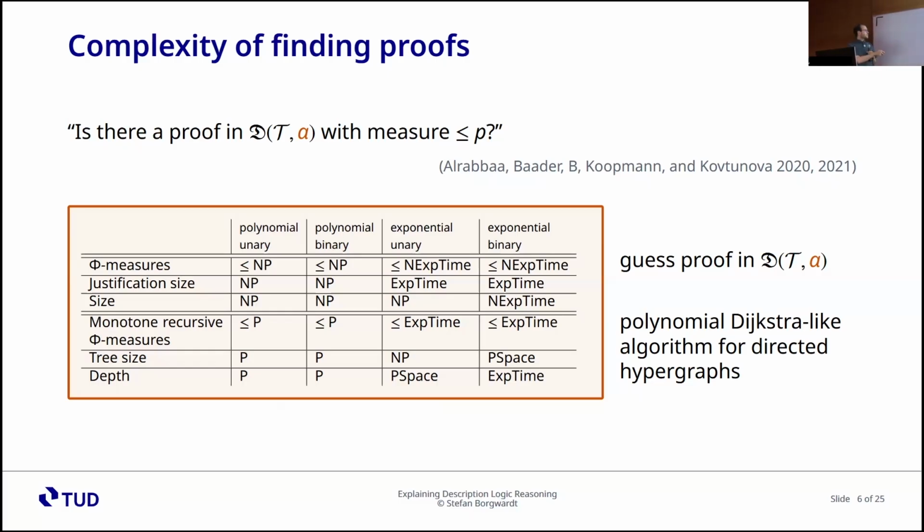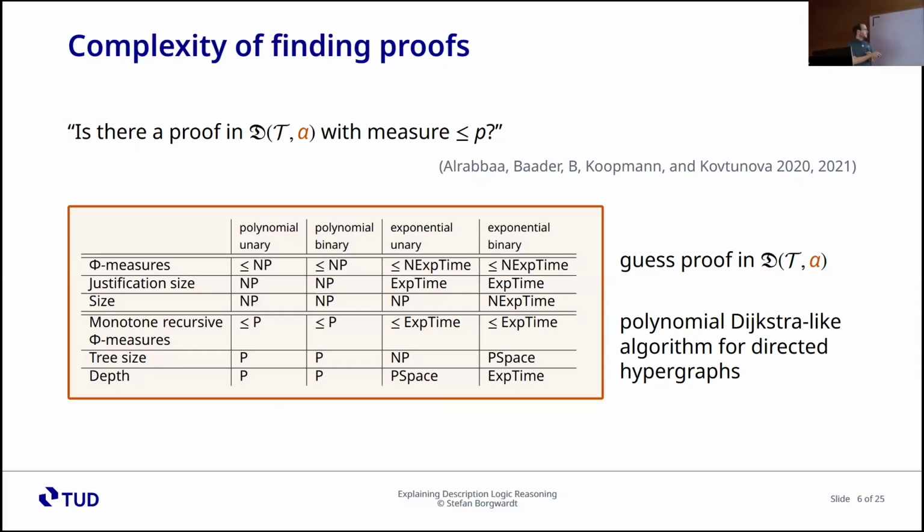And for specific measures, we were able to show that sometimes it gets better. So if we have, for example, a size bound given, and it's encoded in unary, then this complexity drops to NP, but in general, in binary, it still stays NExpTime-hard.